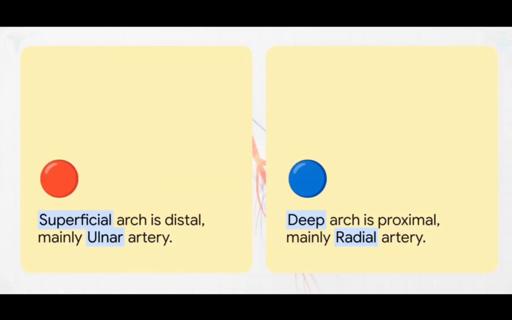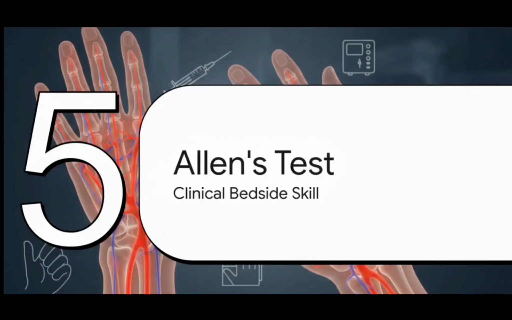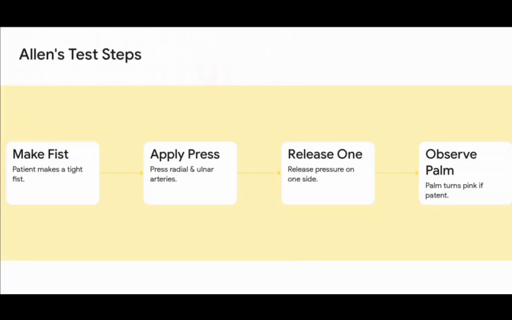Super simple, right? Which brings us to Section 5, Clinical Relevance, specifically the Allen's test. This is a direct, practical application of the palmar arches we just learned about. Before you ever puncture a radial artery to draw an ABG, an arterial blood gas, you must perform this crucial bedside clinical skill. Let me walk you through the procedure step by step, just like we're on a ward round together.